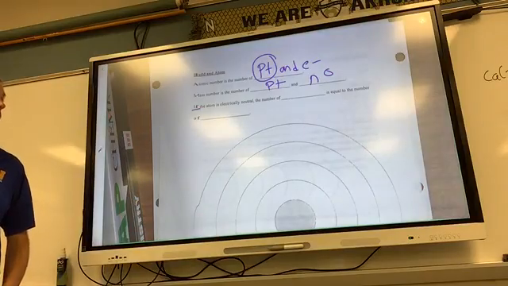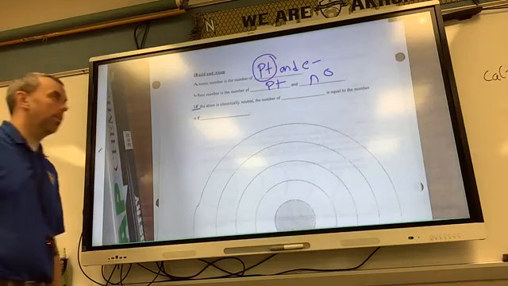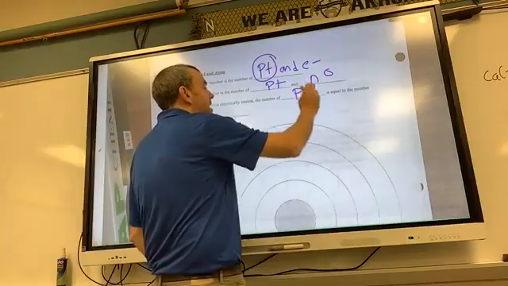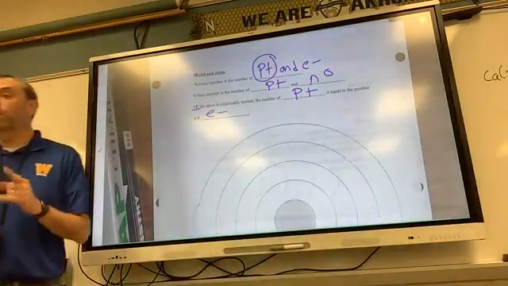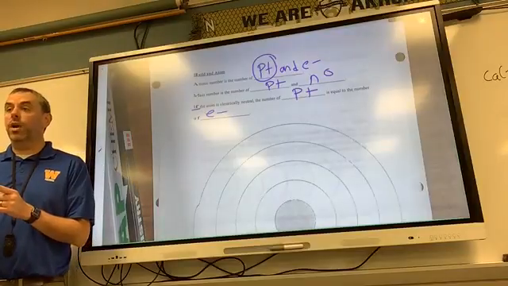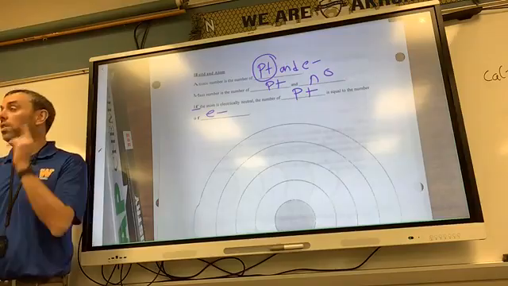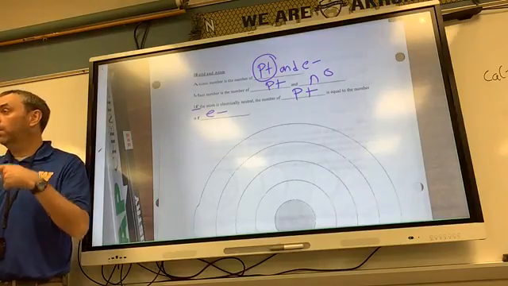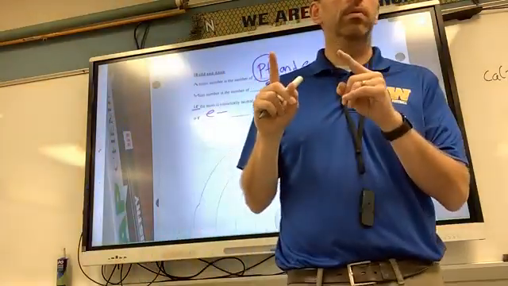If the atom is electronically neutral, the number of what has to equal what? The number of protons has to equal the number of electrons. Remember, protons have a positive charge, neutrons have no charge. Protons and electrons will cancel each other out because protons are positive and electrons are negative.